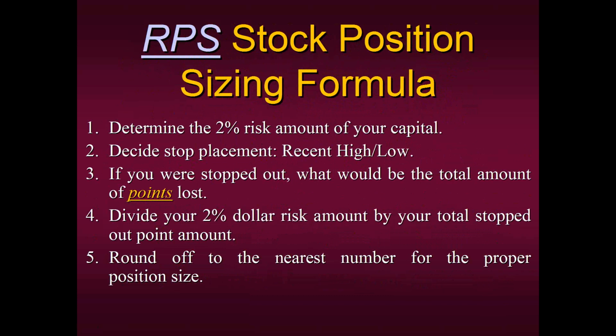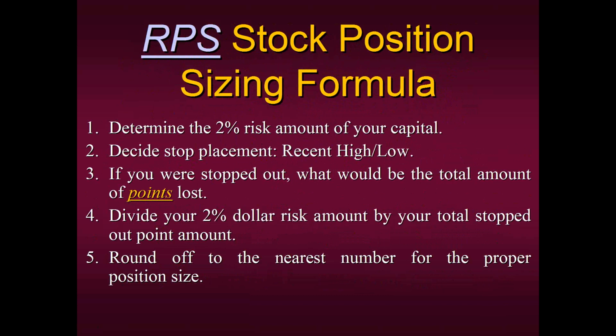So which brings us to rule number 3. Let's say you're stopped out. What would be the total amount of points lost? Not the dollar amount. We're not concerned with how much money you lost, but how many points would you lose? All right, so now you know rule number 1 is you're determining your 2% risk, the 2% of your capital. You want to divide your 2% dollar risk amount by your total stopped out point amount. So that 2%, let's say it's $200, you want to divide that by your total stopped out point amount. Let's say it's 2 points, 3 points, 4 points.